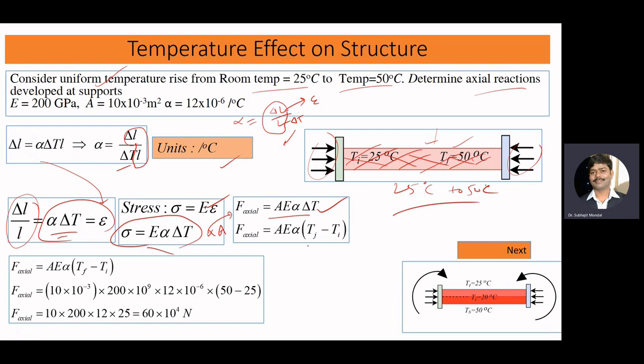So delta T is basically T final minus T initial. This axial force will basically create the support reaction. From this equation we can calculate how much axial force or axial reaction is developing in the system. Here A is 10 to the power minus 3 meter square. Alpha is 12 into 10 to the power minus 6 per degree Celsius. Young's modulus is 200 GPa, so it is basically a steel member.